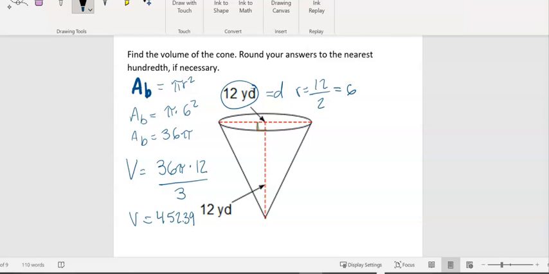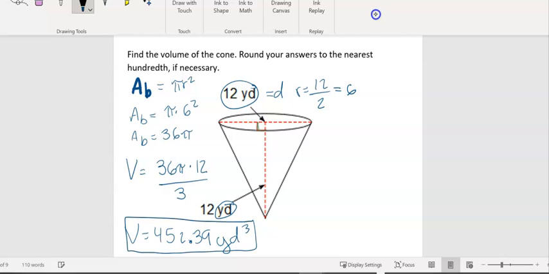Now, on the test, if you left your answer just like that, that's not 100%. That's like a B. You need to put the units. So we've been working in yards. Since this is volume, it's going to be yards to the third power. So 452.39 cubic yards. Just don't forget that for volume, it's going to be cubic yards. So that is the volume of that cone.